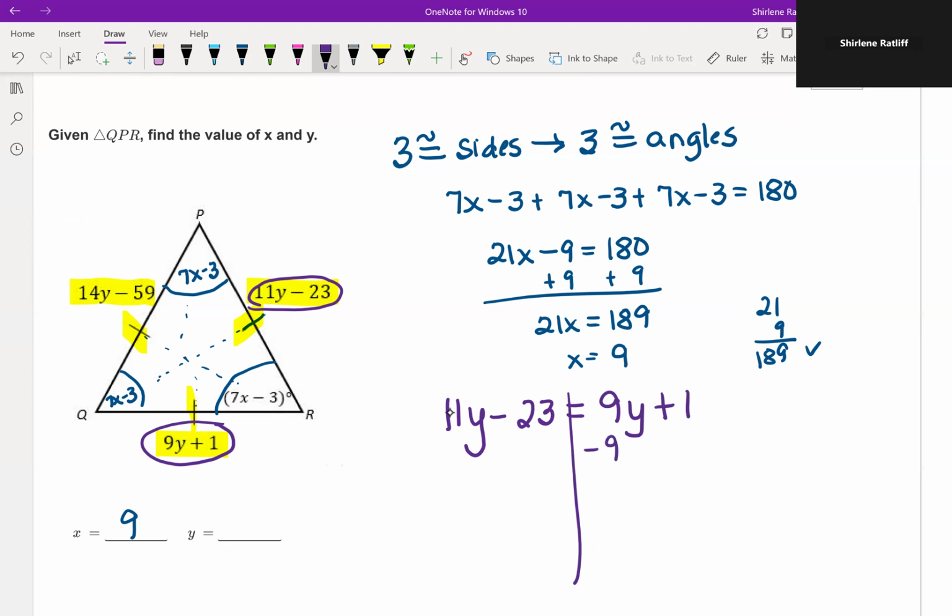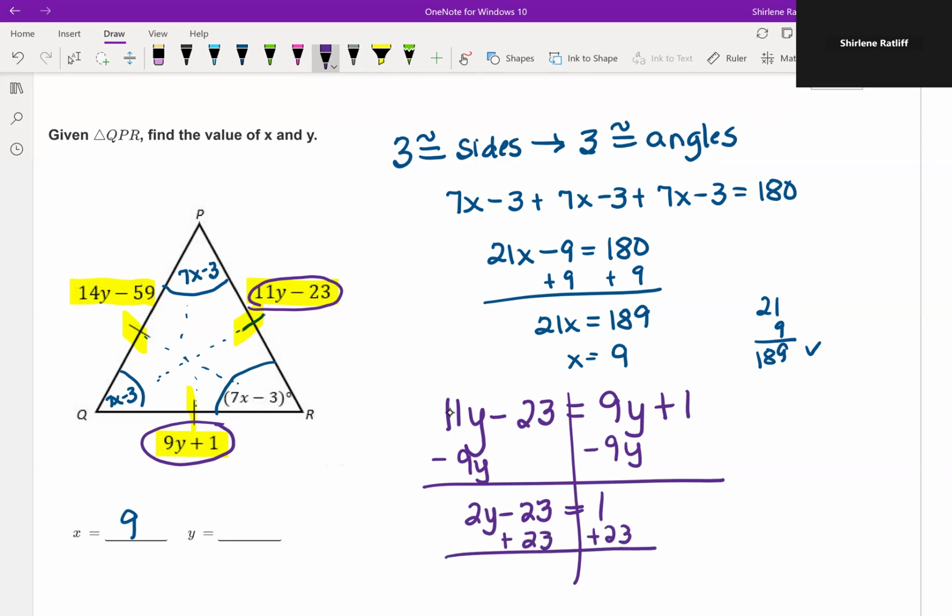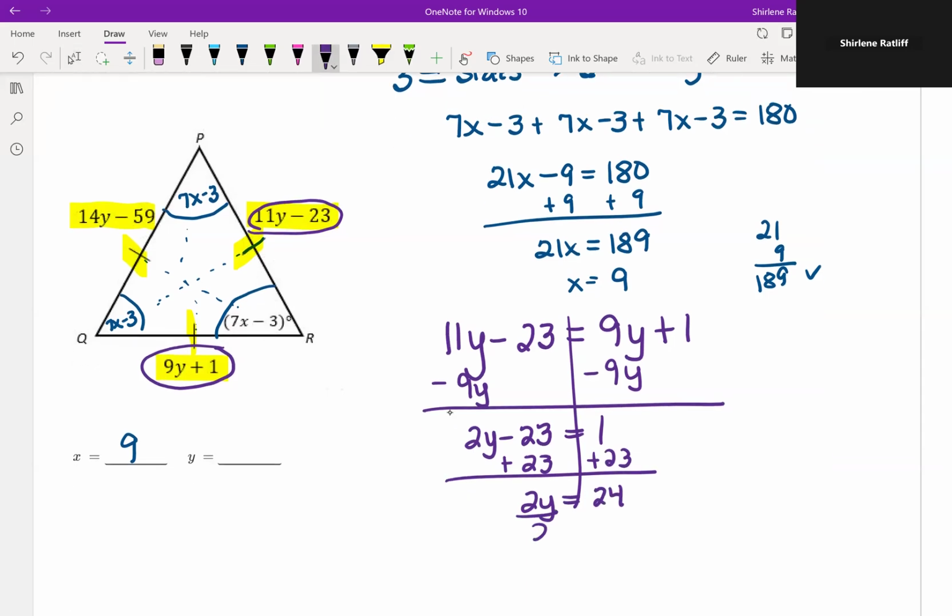All right, y'all can just type this in Desmos. 2y minus 23 equals 1. 2y equals 24. Divide by 2. And y equals 12.